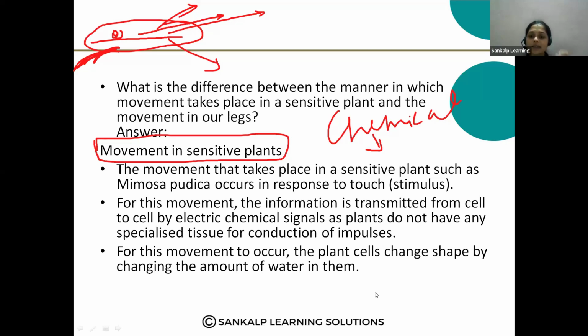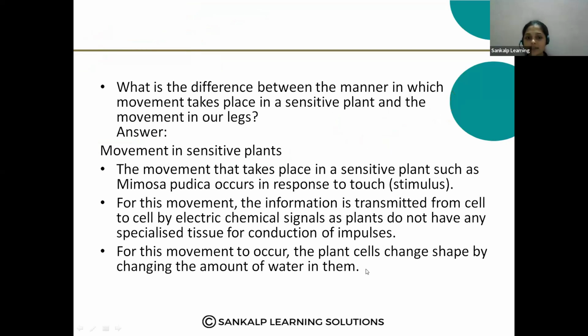So the leaves appear to you as if closed, right? So here, for this movement, information is transmitted from cell to cell by electrical chemical signals, means chemicals are released, and so there is no specialized tissue for the conduction of the impulse.